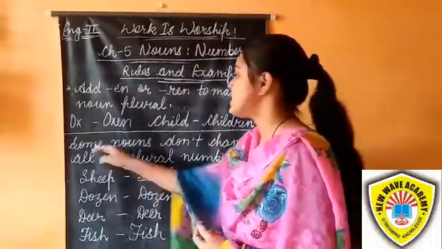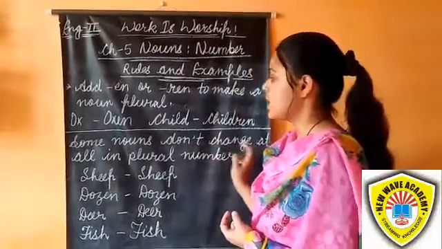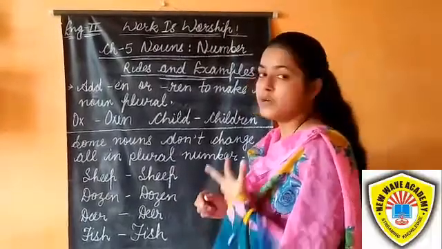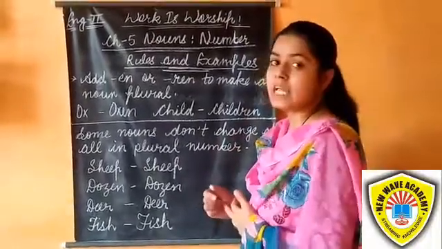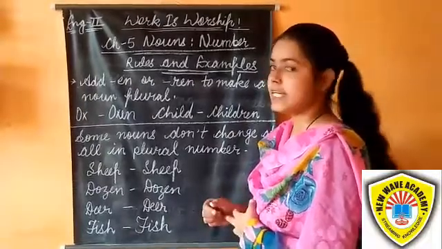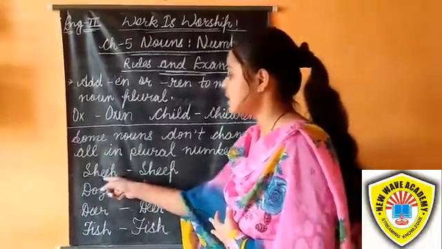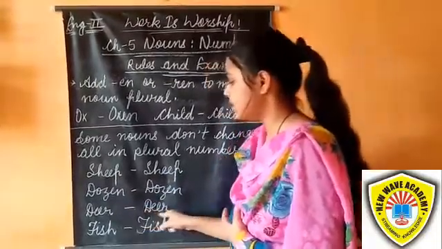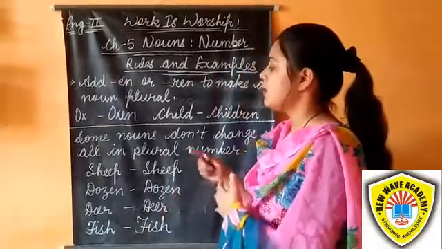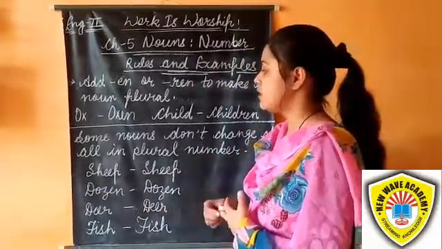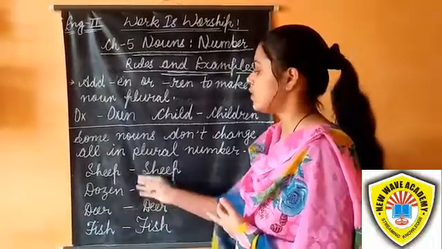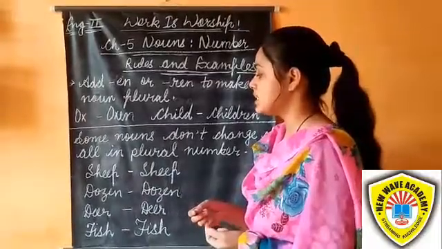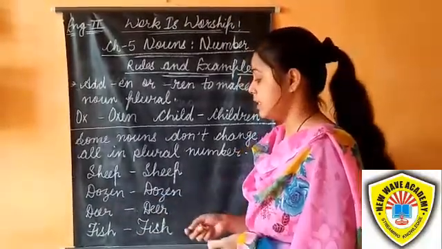So students, some nouns do not change at all in plural number. Nouns which do not have a separate plural form are usually called irregular nouns. For example, sheep, sheep. Dozen, dozen. Deer, deer. Fish, fish. In such cases, to show the plural form of these words, we use quantity. For example, one dozen, two dozen, three dozen, a deer, many deer.